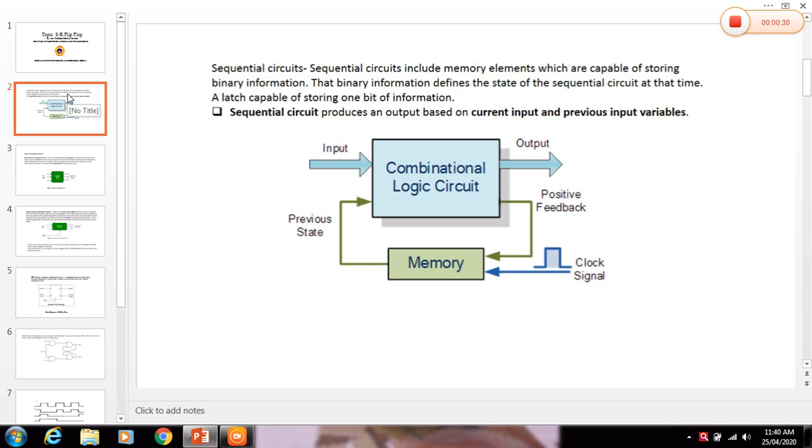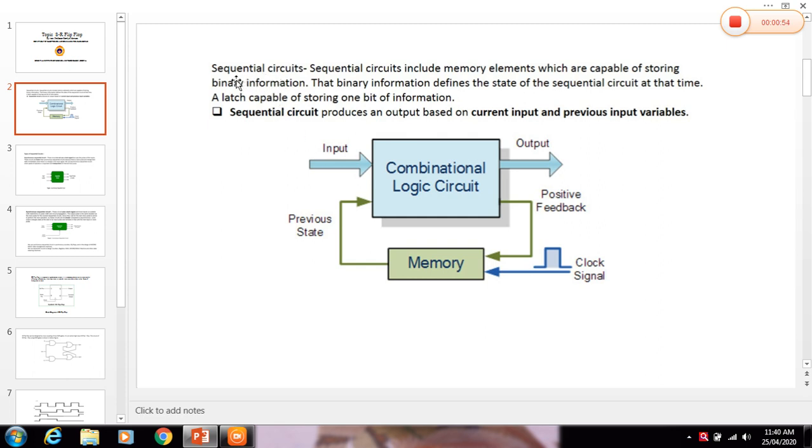So, sequential circuits. As we can see in the diagram, here is a combinational circuit, examples of which we all know are adder and subtractor. Combinational circuits are those circuits in which the output depends only on the present value of the input.